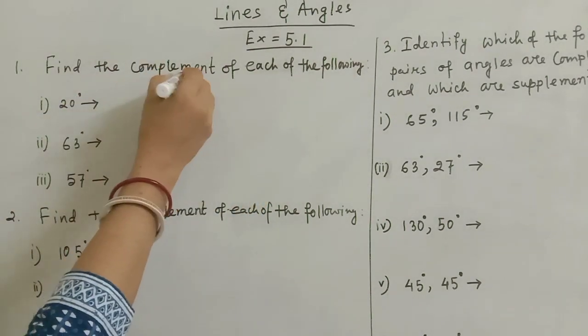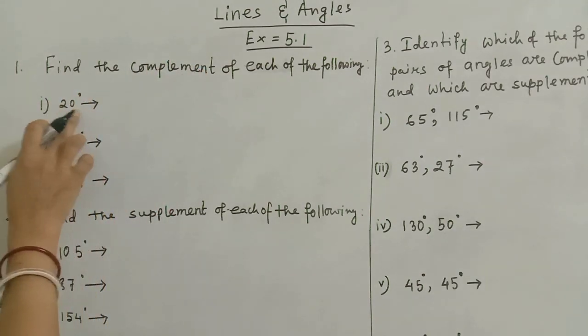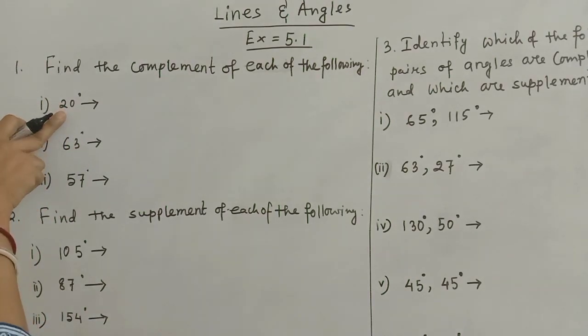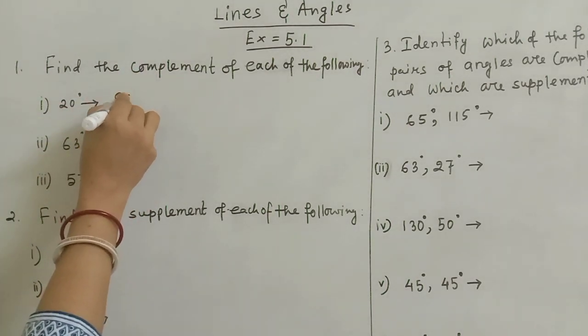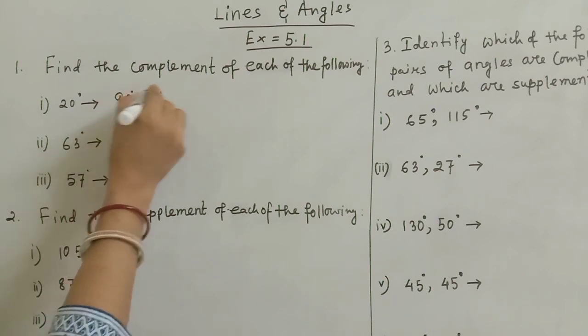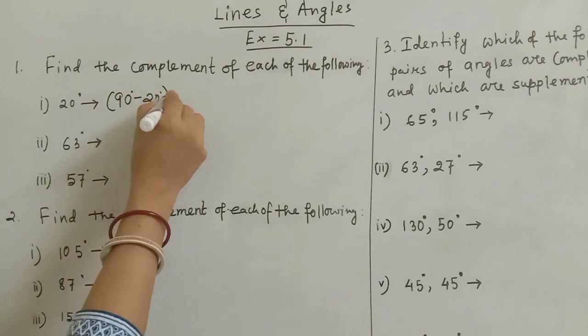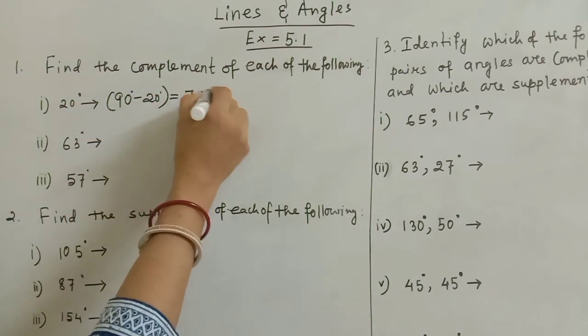As it is complement, the sum will be 90. So what you have to find is one of the complementary angles. One angle is given here, 20 degrees, and you have to find the other one. So you have to subtract the given angle from 90 degrees and the result is 70 degrees, and this is the complement of 20 degrees.